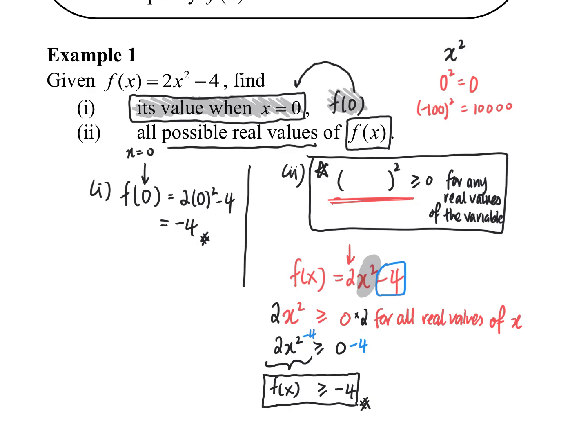That means no matter what values of x you substitute into this expression, all my values will be greater than or equal to -4. So that's what they want you to find. What's the range of values that your y can take? So this is your range of values that your y can take, no matter how you map it.